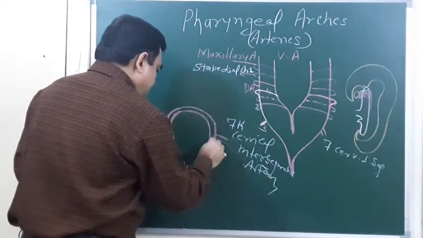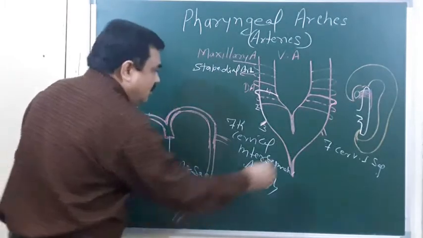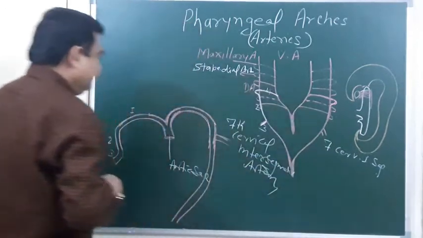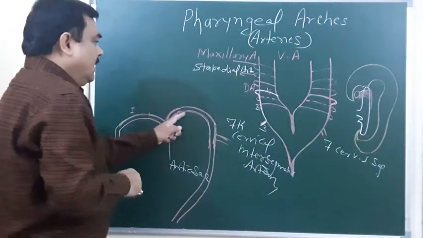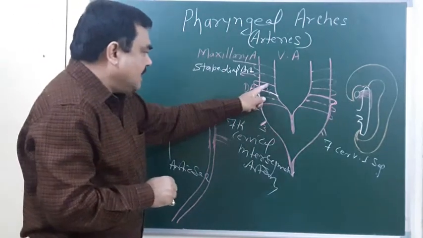And this is the descending aorta. So from here to here, this is the descending aorta. And now we'll discuss the third arch artery.